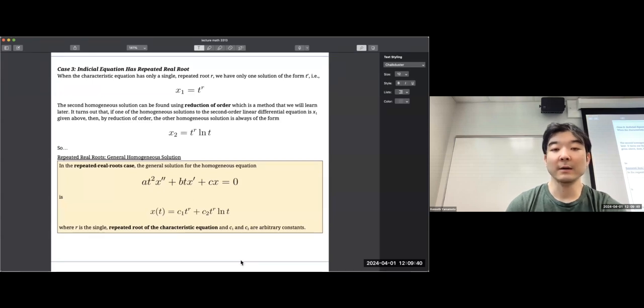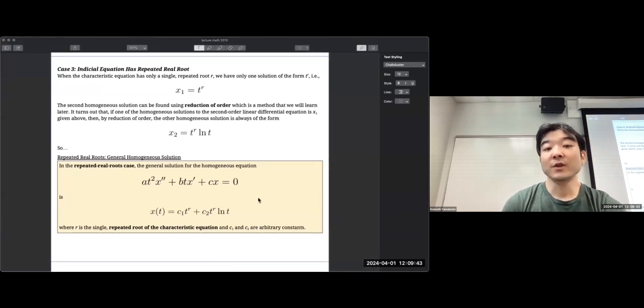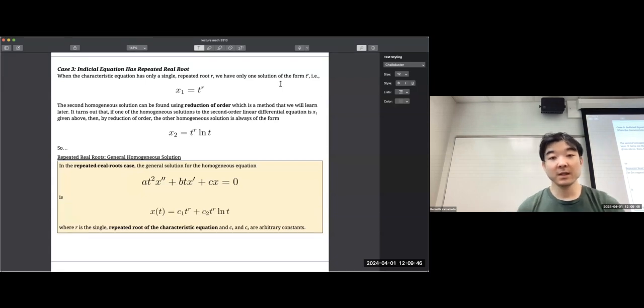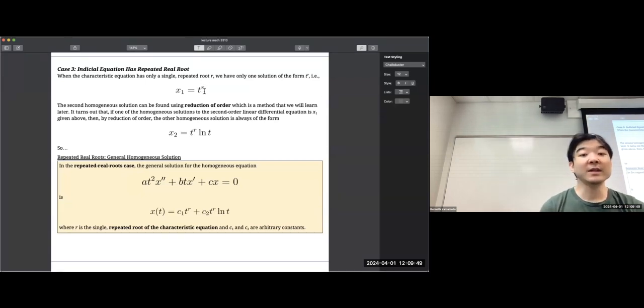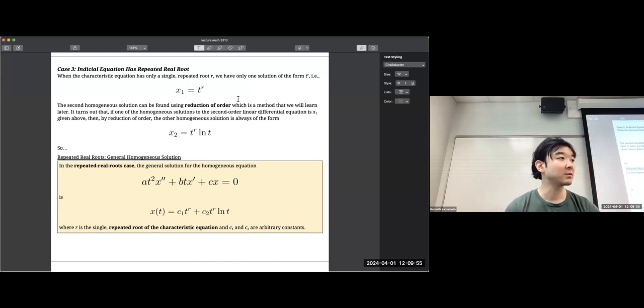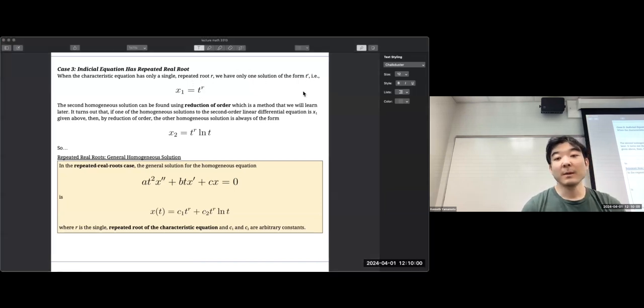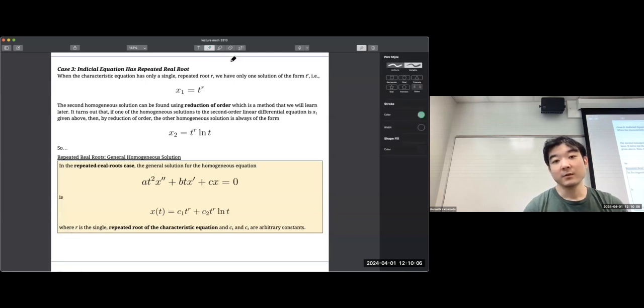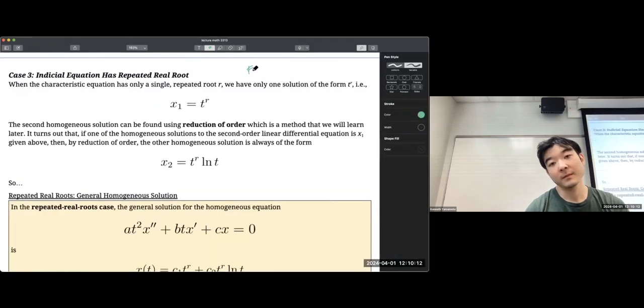The last case is the repeated roots case. If you have a repeated root, for sure one of the solutions will be t to the r. If you had two distinct roots, one would be t to the r and the other would also be t to the r, with the r's being the two distinct roots. But if you only have one repeated root, then only one of them will be like this. And if you remember from the past, when we had constant coefficients, so not Euler, but constant coefficient ODE.